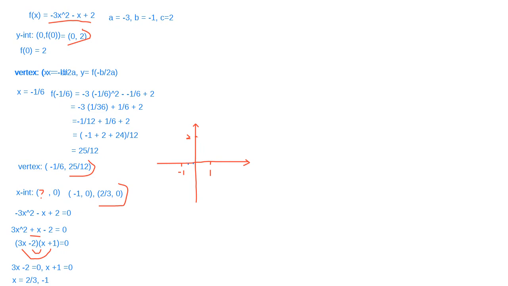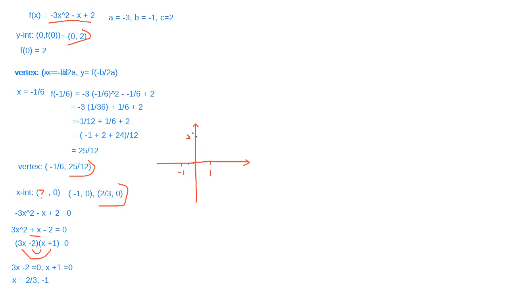Then the y value is 25/12. That's a little bit more than 2, right? Because 24 divided by 12 is 2. So it's 2 and 1/12, a little bit more than 2. So that means my point is here, with negative 1/6 for the x value. This point is my vertex, and this point is my y-intercept.